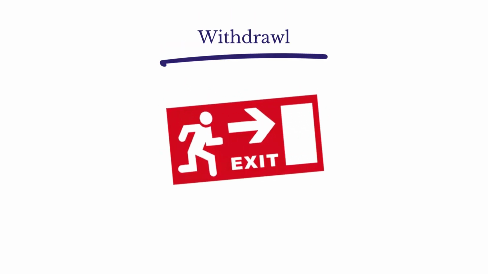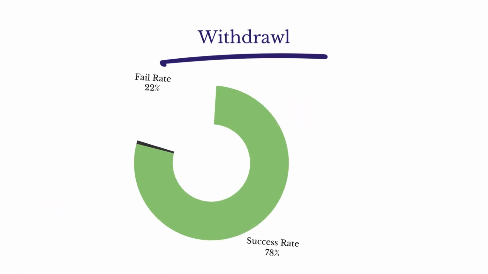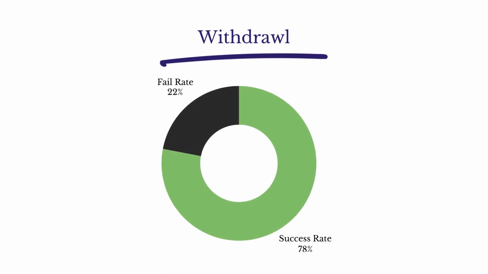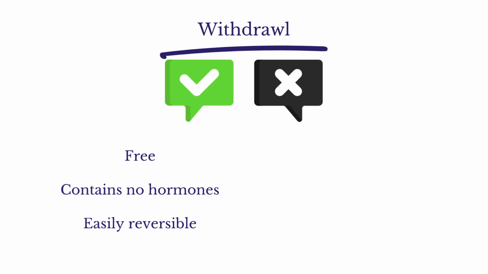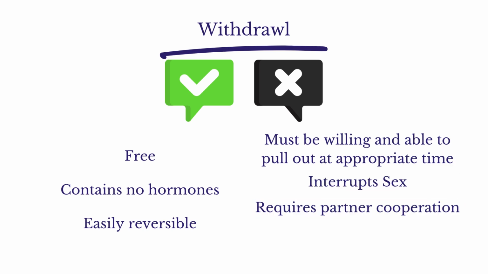Finally is the withdrawal method, which removes the penis from the vagina before ejaculation. It has a success rate of 78%. Some of the advantages are that it is free, contains no hormones, and is easily reversible. Some of its disadvantages are that your partner must be willing and able to pull out at the appropriate time, it may interrupt sex, requires partner cooperation, and pre-ejaculate may contain sperm.